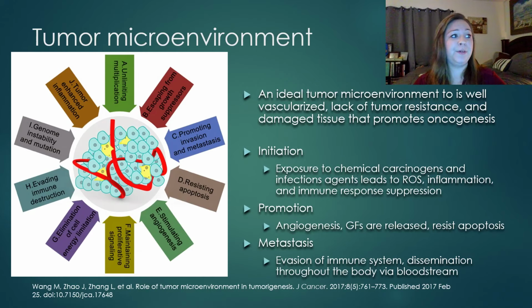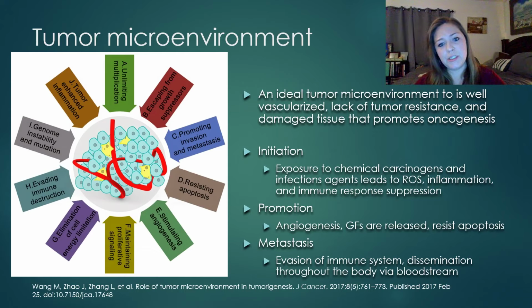There are 3 different stages to establishing a tumor microenvironment. The initiation portion is just through exposure, so whatever's going to cause that mutation in the first place. So it can be chemical, carcinogen, or infectious agents, and this will lead to reactive oxygen species, inflammation, and suppression of the immune response from the host.